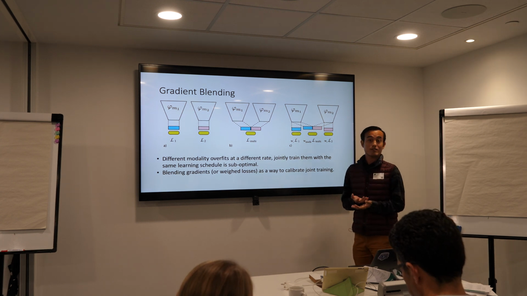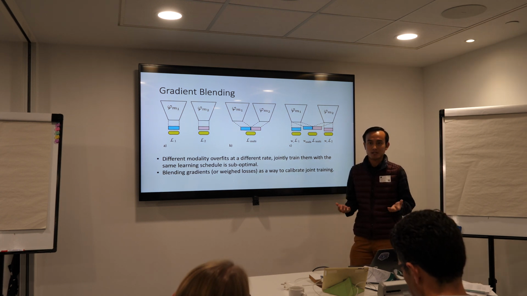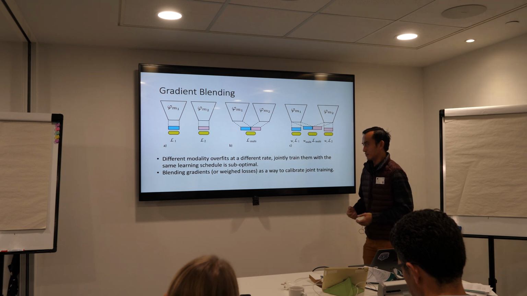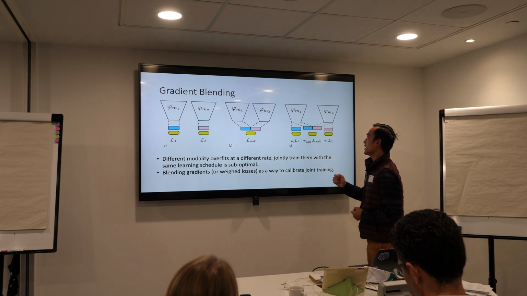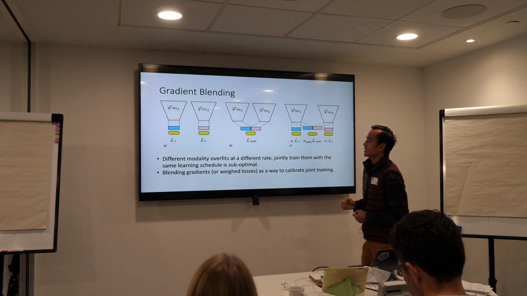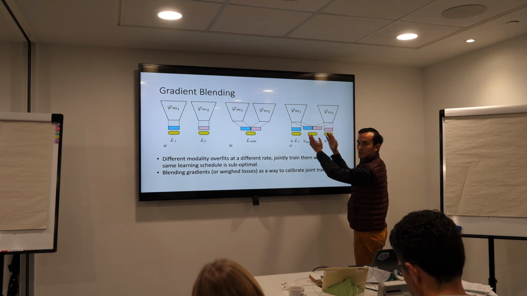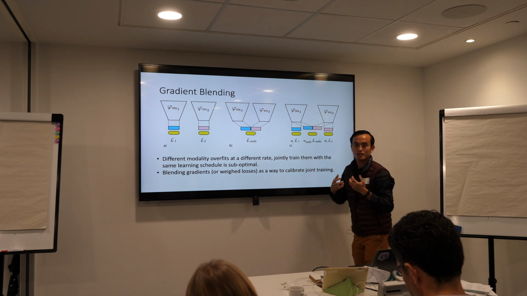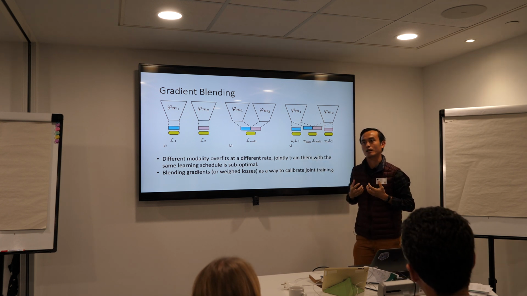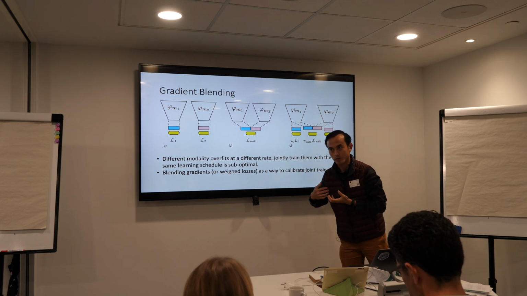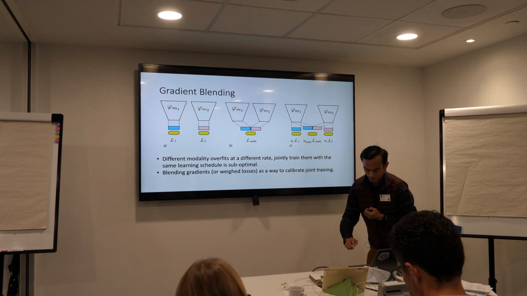Then if we jointly train them under the same optimization, it's suboptimal: the same learning rate, the same momentum, basically the same optimization scheme. So in this work, we propose a method called gradient blending. Basically, we blend in supervision signals on top to recalibrate the learning rate. The main intuition is that if a modality overfits too fast, we slow it down, or the opposite.